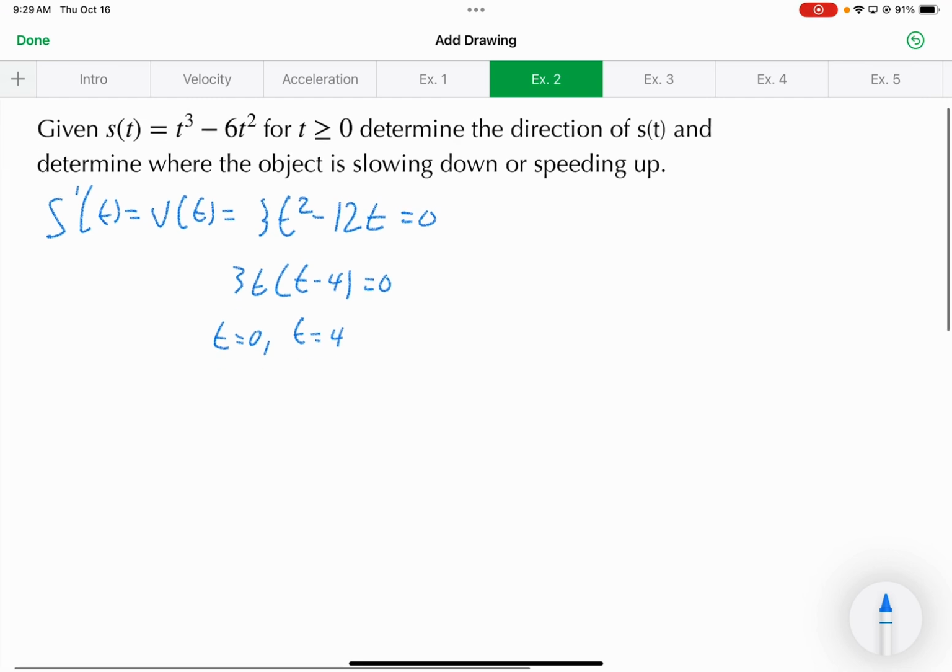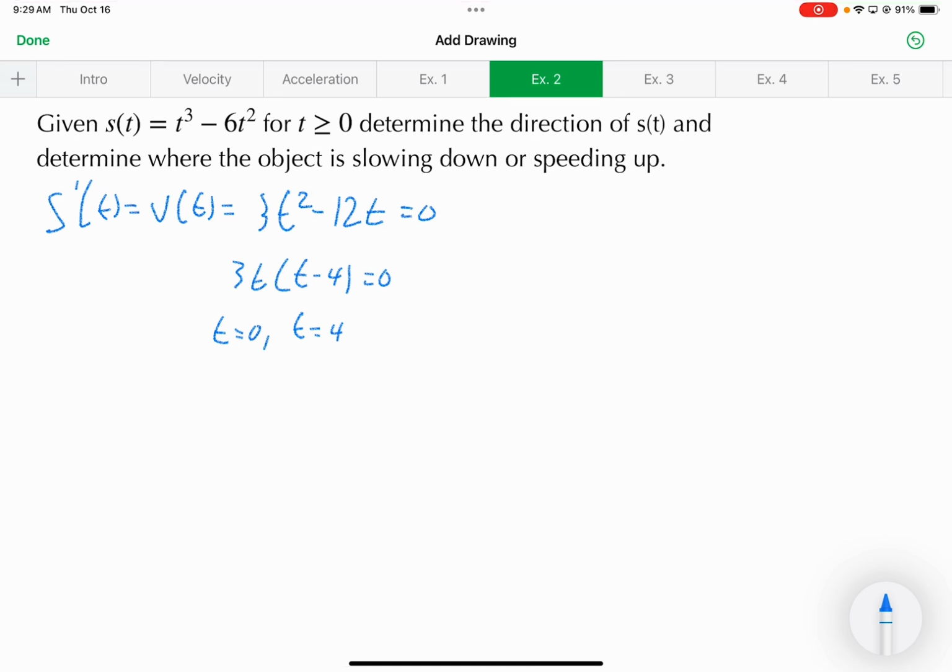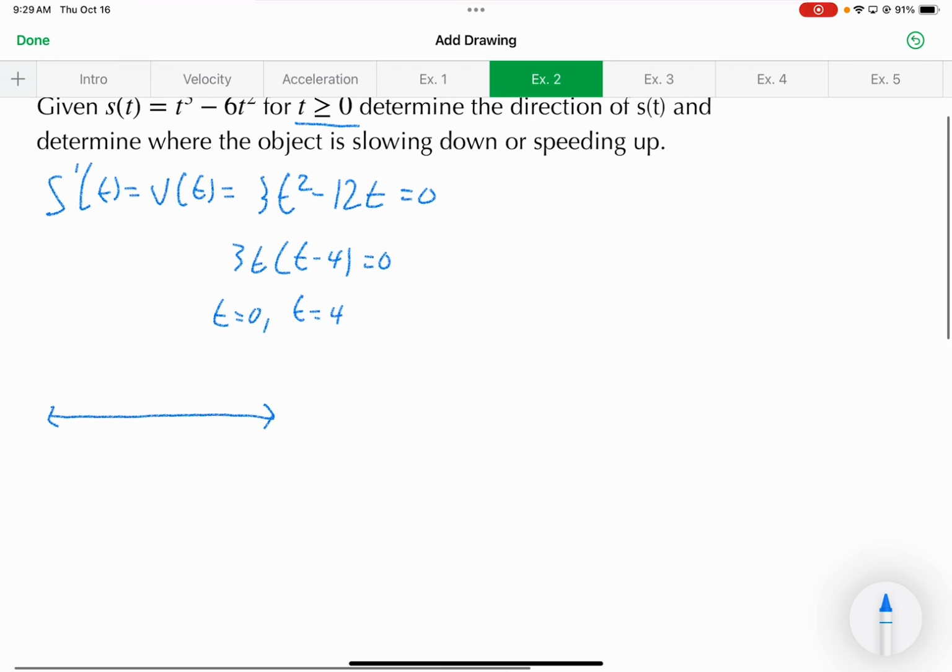Sign analysis time. Now, I should say this as well: we have that t is greater than or equal to 0. So when I do my sign analysis, I don't need to worry about anything to the left of 0. So I've got 0 here, and then I'm going to put 4 right there. For my values between 0 and 4, will that output a positive or negative for my derivative? A negative, because I would have a negative value. So I get negative values for my velocity.